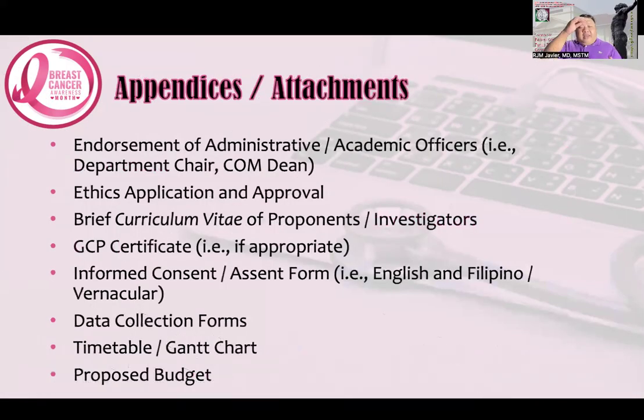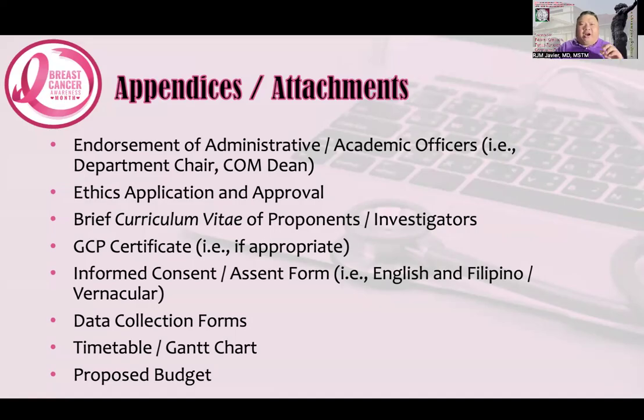Appendices, sometimes these are some of the things that we might need to see, especially if you're coming up with proposals that would be, let's say, requiring funding from other agencies. If the funding agency is only here in UERM, the endorsement of administrative academic officers is not necessary, no? But for example, you want to apply for funding with the Metro Manila Health Research and Development Consortium of the Philippine Council for Health Research and Development of the Department of Science and Technology, or that of the Department of Health, then maybe you will be asked for an endorsement.